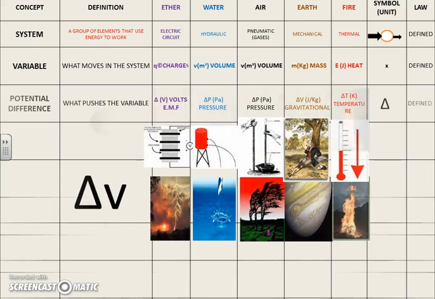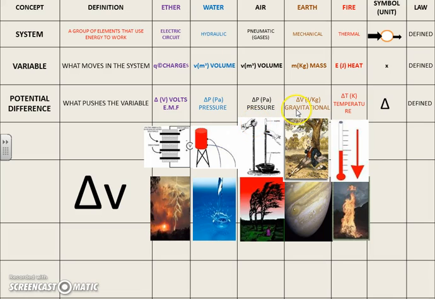Everything that moves in a system has to be pushed in order to move. So what pushes the variable is what we know as potential difference, and this is the symbol, delta V. In electricity, it is the voltage or electromotive force that pushes the charges. In water, it is a pressure that pushes the volume of water out of the container. It is the atmospheric pressure that pushes the air in and out of our bodies, or the difference of pressure between our lungs and the atmosphere, that creates the flow or motion of air.